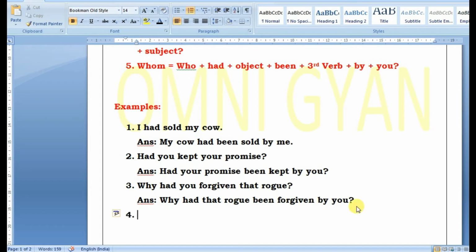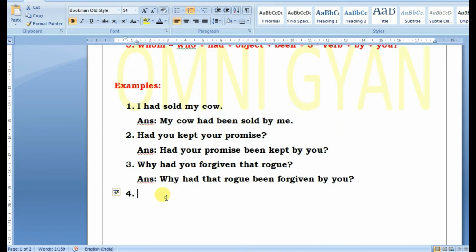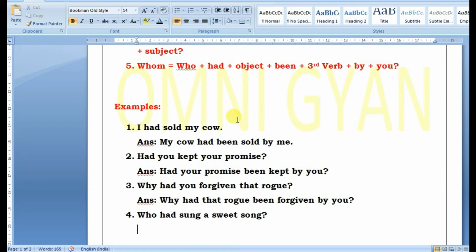Now example number 4. We'll apply rule number 4. Okay, so your sentence has to begin with "who". When your sentence begins with "who", then in your answer, in passive voice, you can begin your answer with "by whom". So let me give you a question with "who". So, who had sung a sweet song?